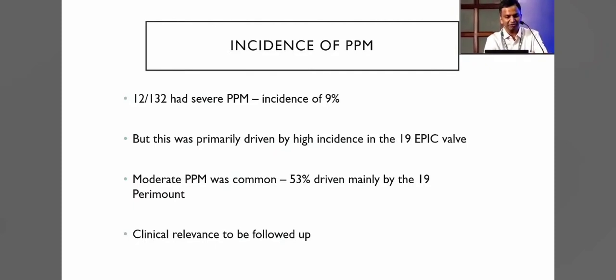So our incidence in the overall group of patients, and I'm just mentioning this is just the 17 and 19 size: out of the 132 patients, 12 had severe PPM. So it leads to an incidence of 9%, but this is primarily driven by the high incidence in the 19 Epic valve. Again, in our cohort, moderate PPM was most common. 53% of the patients had moderate PPM, but again, that was driven mainly by the 19 Perimount. What is the clinical relevance of this? We'll have to follow up.